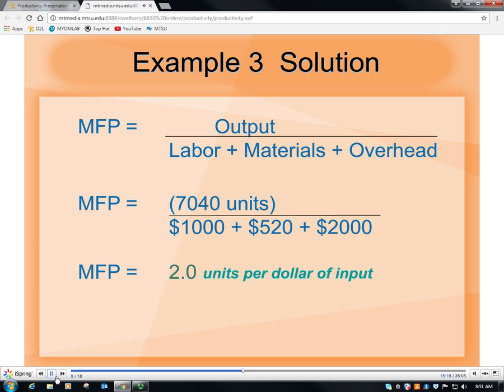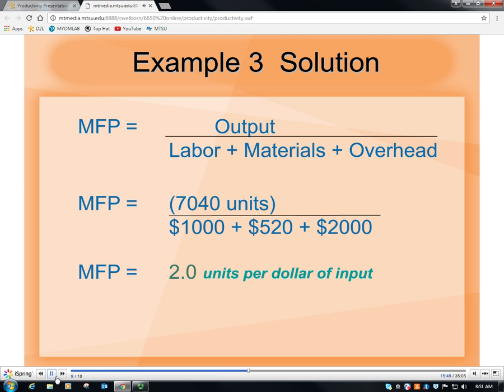What are you trying to figure out from your productivity measure? Am I trying to figure out if this operation is more efficient than another shift? If I'm looking at the same product, the same units being made on another shift, then this might make sense: 2 units per dollar of input on first shift, 3 units per dollar of input on second shift, or 2 units per dollar of input at one location, 1 unit per dollar of input at another location.